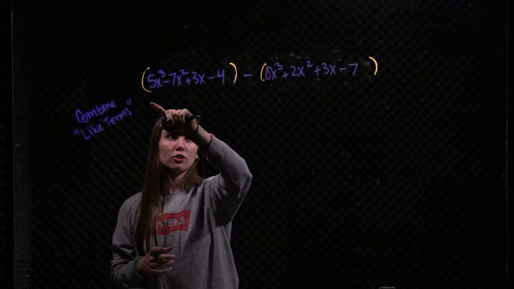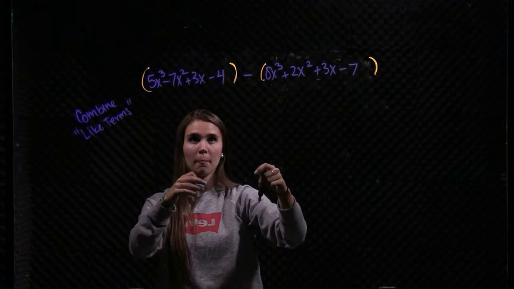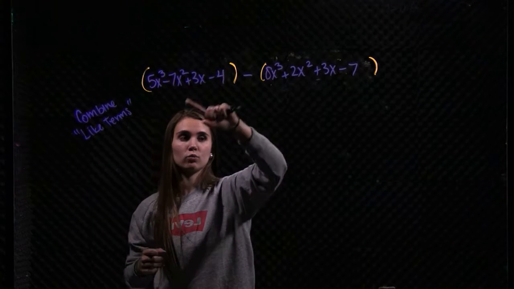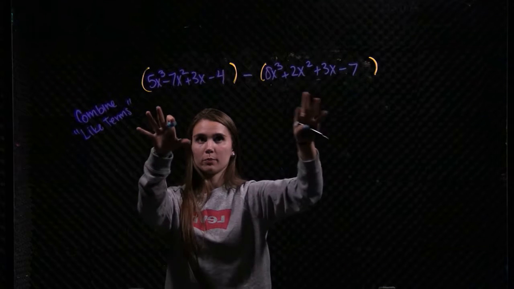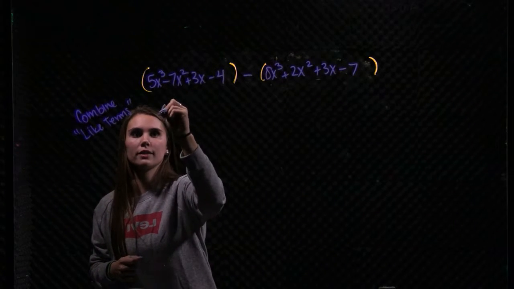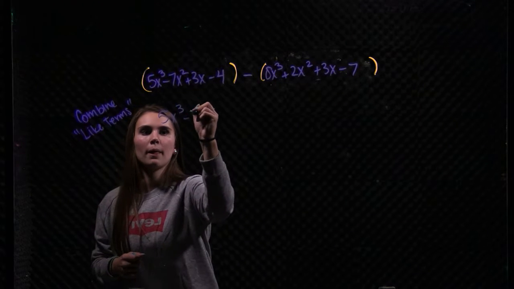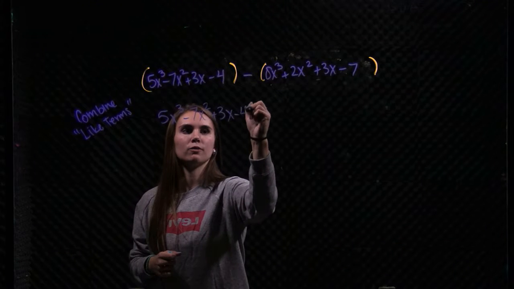So a good way to think about these problems, we can either do it that linear way like we did with addition, or we can distribute this minus right from the beginning and rewrite our entire expression so that it's easier to see where we're adding and subtracting. So I'm going to just rewrite this half. So 5x cubed minus 7x squared plus 3x minus 4.